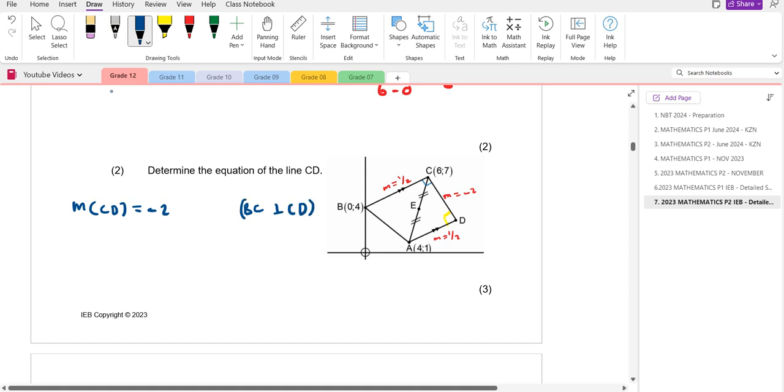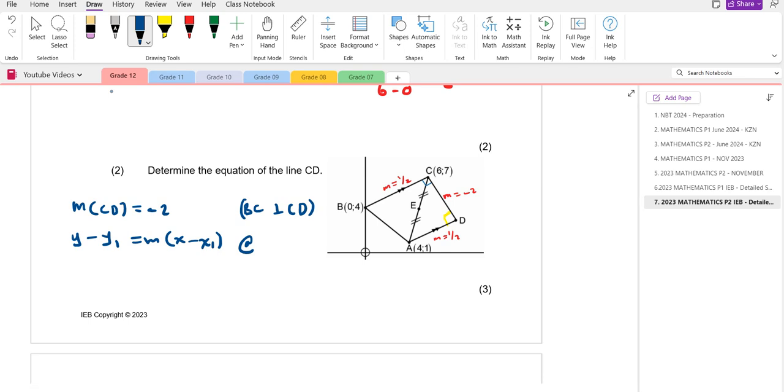We're finding the equation of the line CD, and we're going to say y minus y1 equals m into x minus x1. Remember, if the lines are perpendicular, the product of the gradients must be -1. So half times -2 is -1. Also, to find the gradient of the other line, you can just say negative reciprocal. Reciprocal means the flip. Half becomes 2 over 1, 3/4 becomes 4 over 3, and so on.